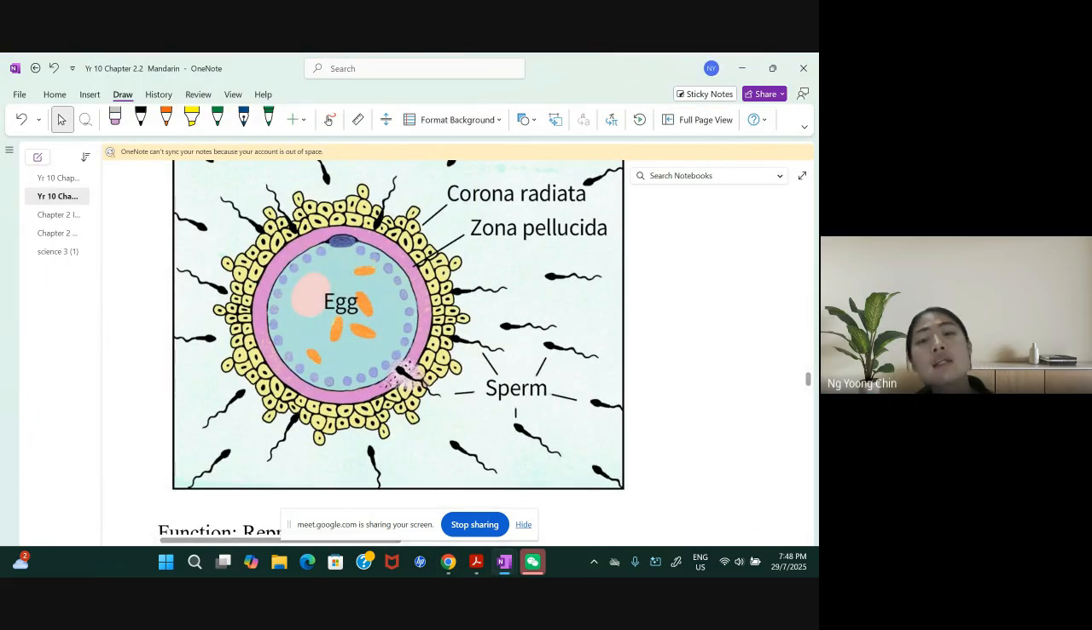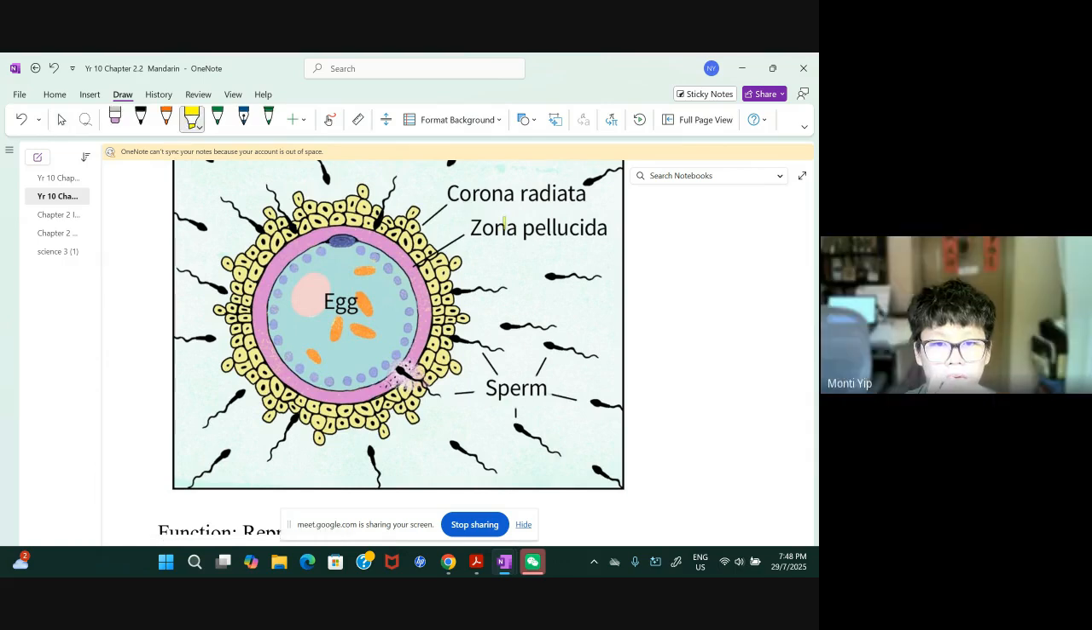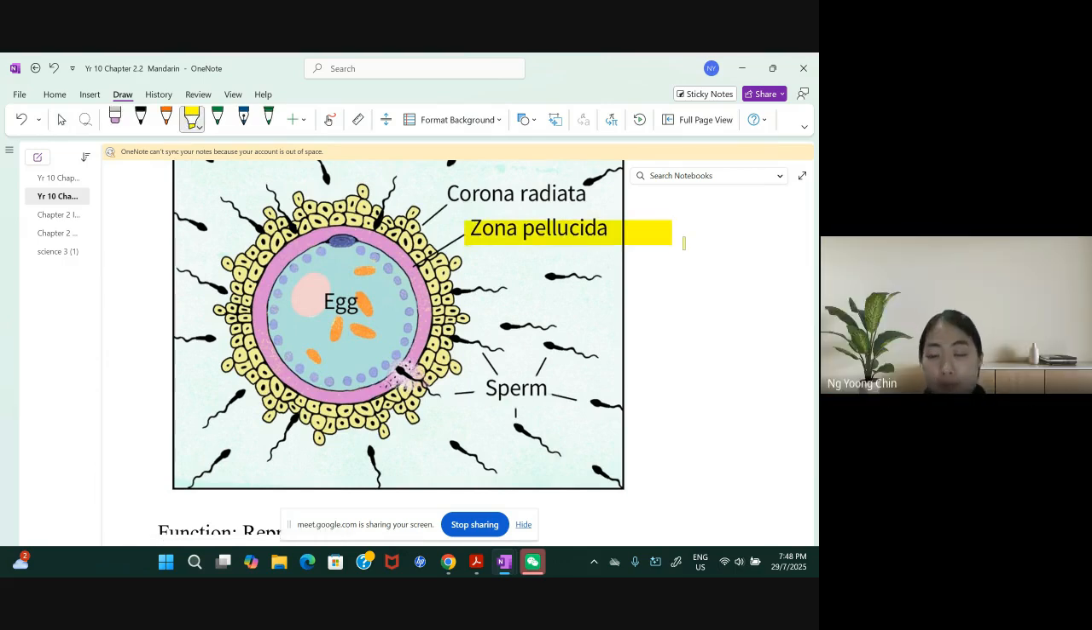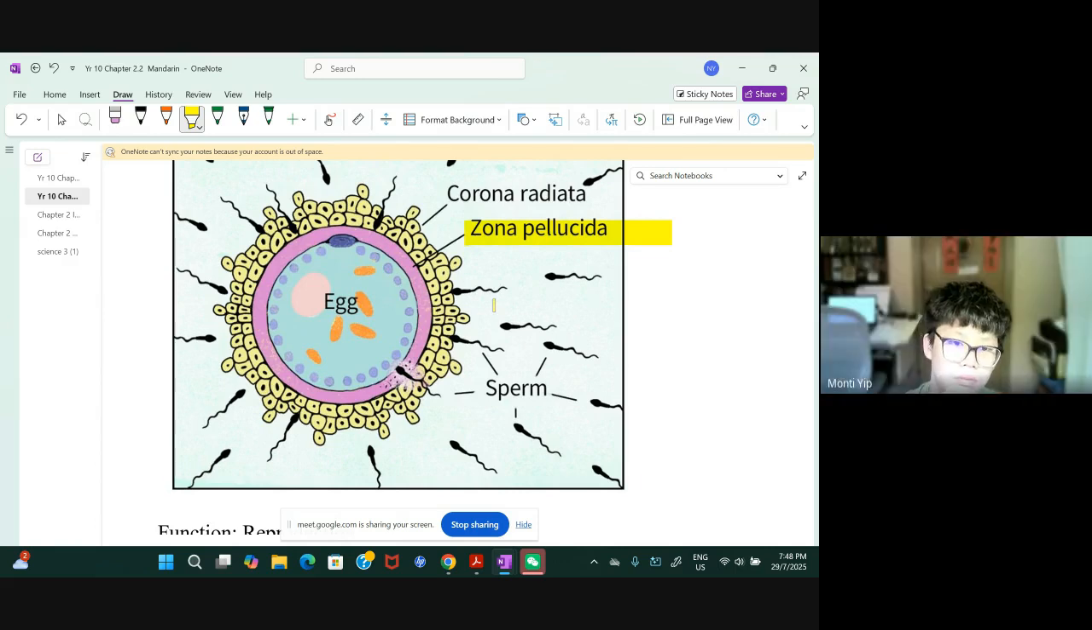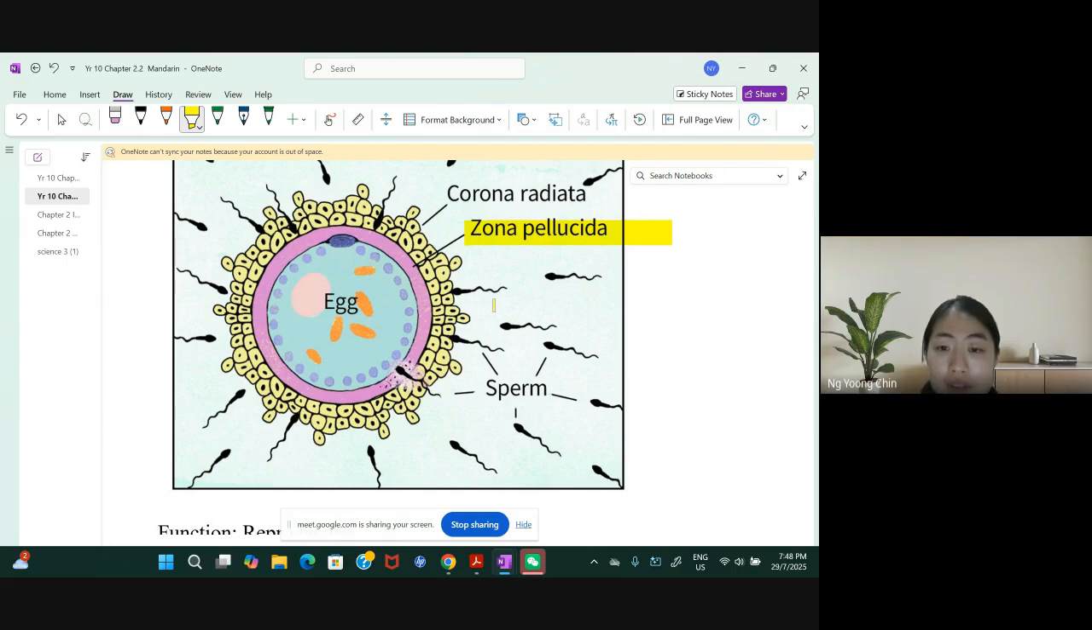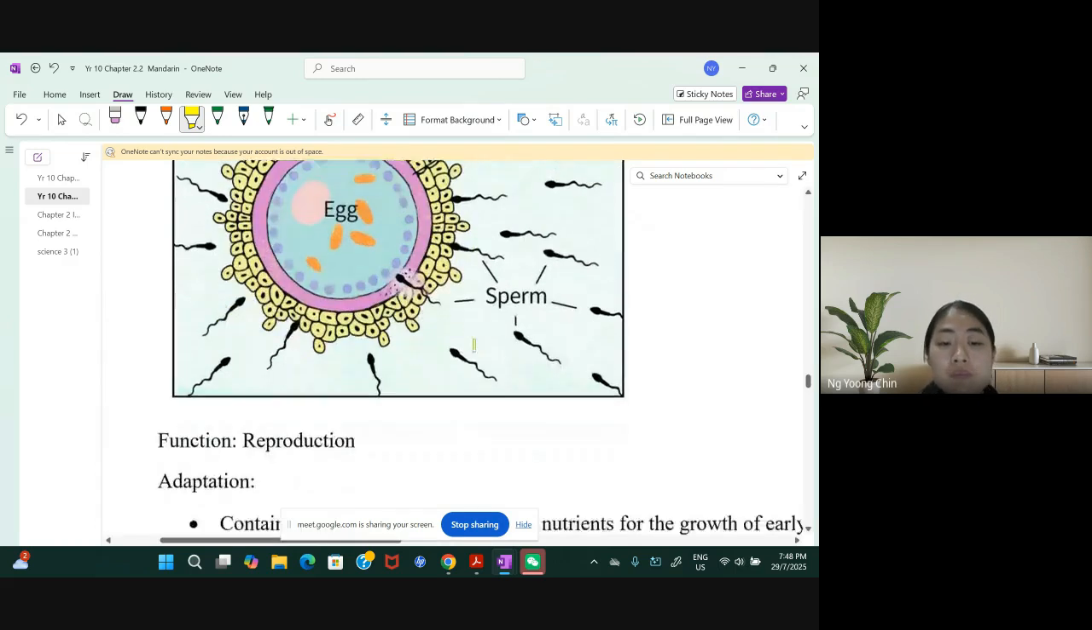Why? Because after that you need to write the terms. Maybe you need to describe how the sperm is able to penetrate into the ovum, which is they will secrete the acrosome, the digestive enzyme, so they can penetrate through the zona pellucida and reach the nucleus of the ovum.